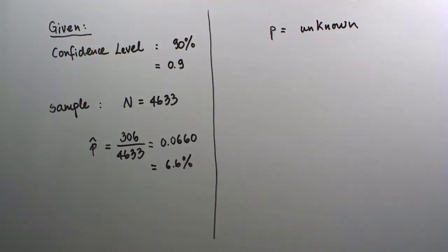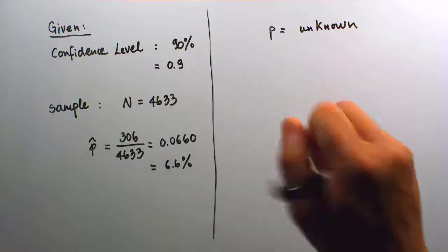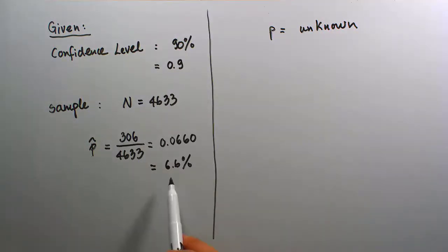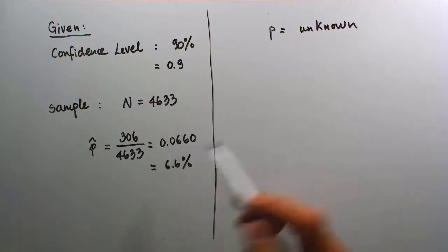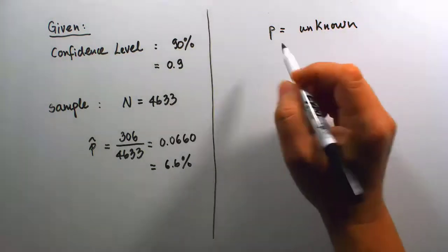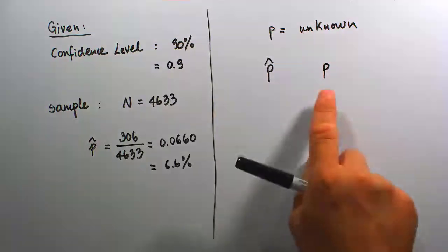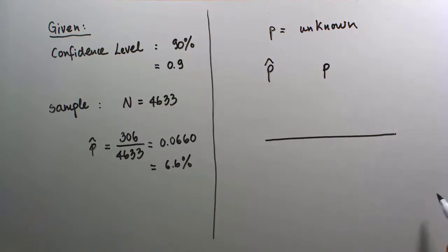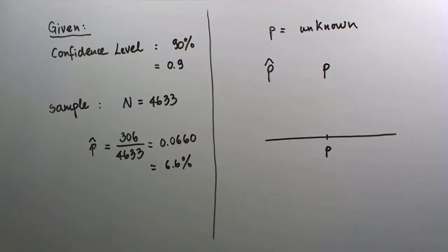And so now let's put the pieces of information together. We have an unknown p, an unknown population proportion of COVID-19 positive. But what we have here is a p hat being 6.6%, or in decimal, to 4 decimal places, 0.0660. And so p hat and p will definitely make some difference. And so the way I see it is on the line of numbers right here, p is somewhere as a proportion value, as a real value.